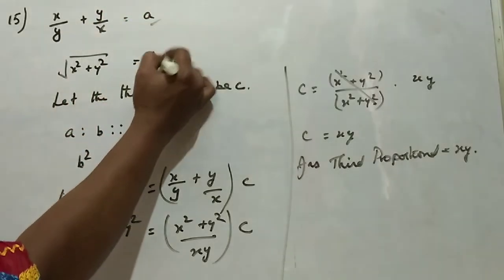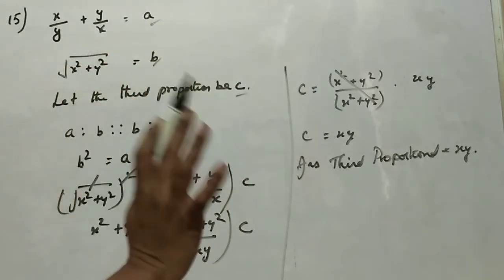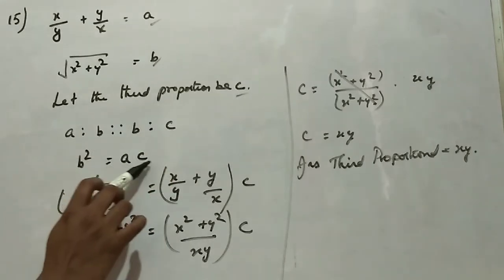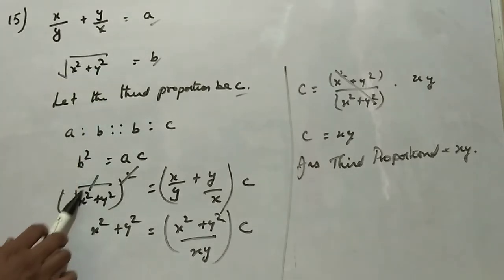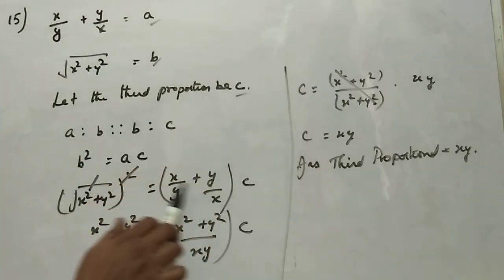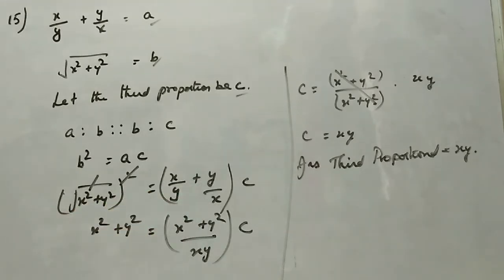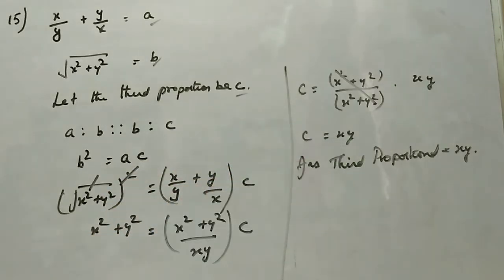First one, second one and the third one. Third one is not given, so let it be C only. A ratio B is equal to B ratio C. B squared is equal to AC. In the place of B, you write under root x square plus y square whole square, cancel it. And in the place of A, you write x upon y plus y upon x. Take the LCM and cross multiply, you will get the third proportional value, that is xy. Clear? The next question.